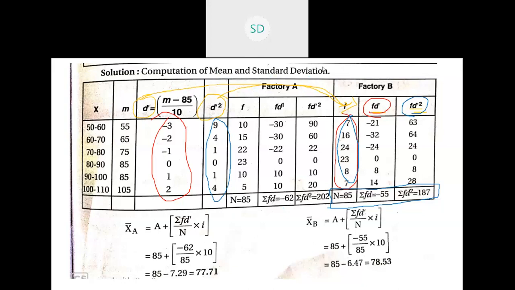Does anybody has doubt in the complete table? Everybody understood the table?